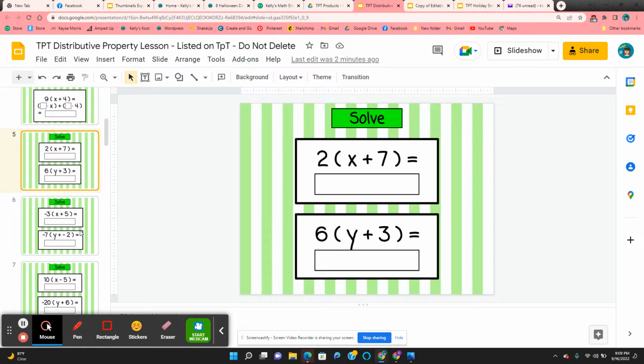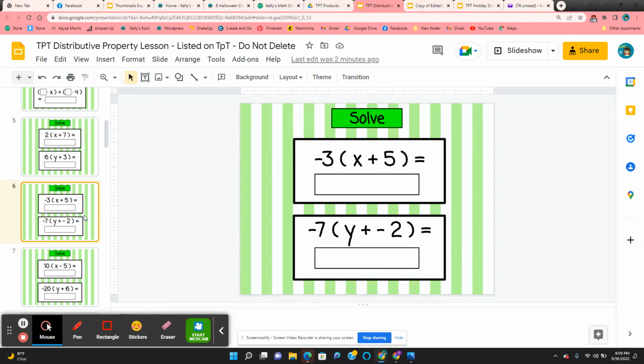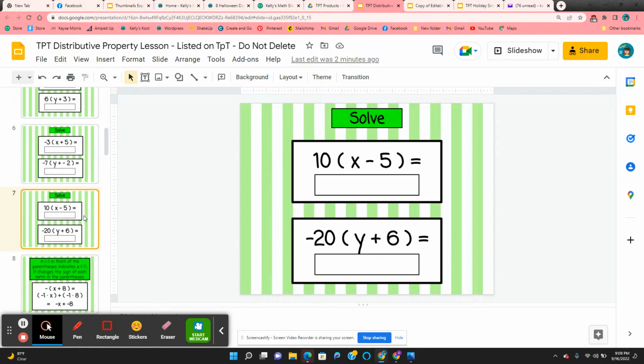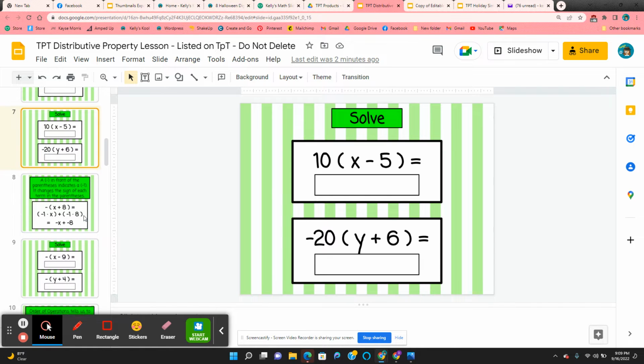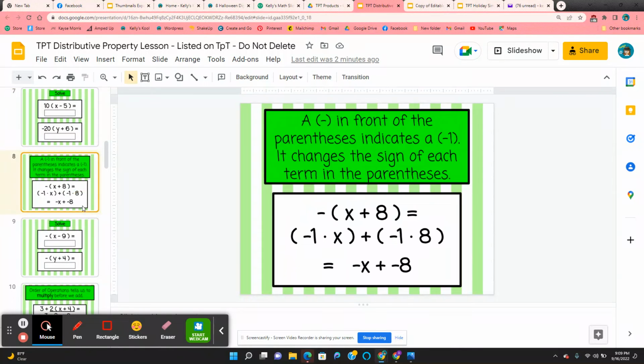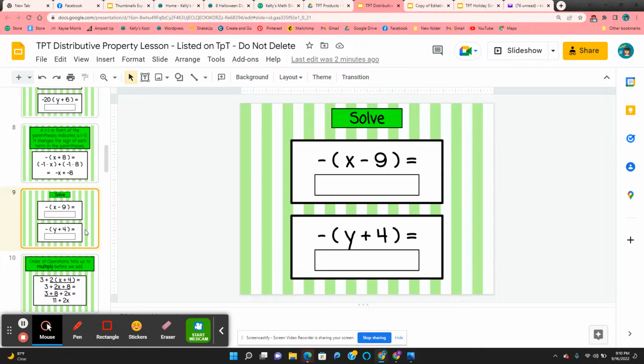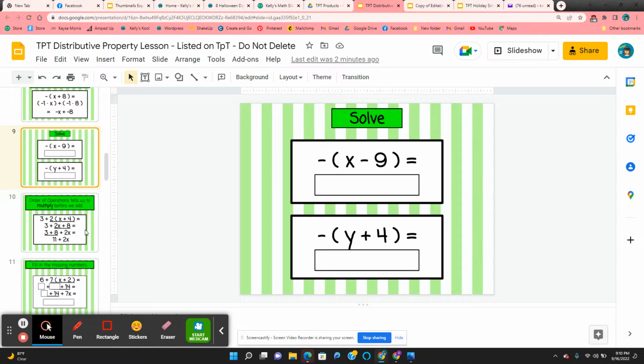And they'll be given a few more distributive property problems, some with negatives they have to complete. Now they're going to get to a little bit more difficult problems. This shows them what to do if there's just a negative symbol in front of the parentheses. So they're going to have to complete a couple problems with a negative.